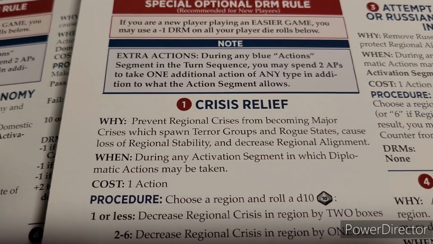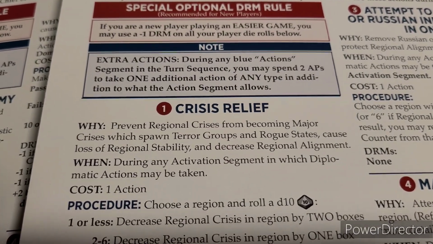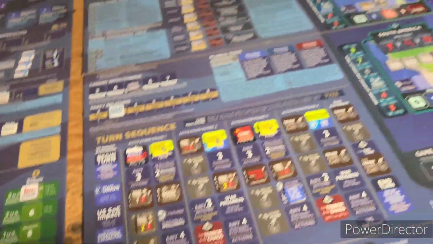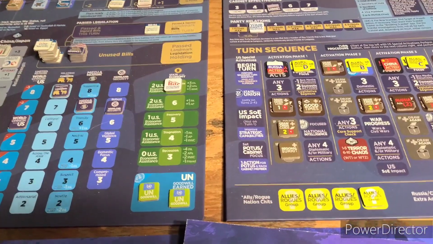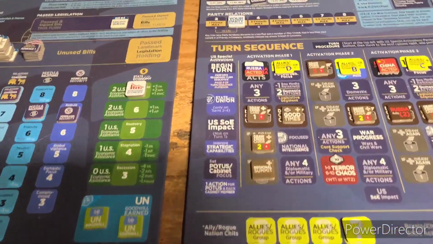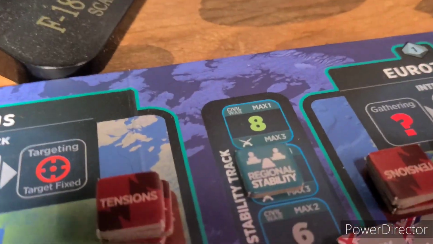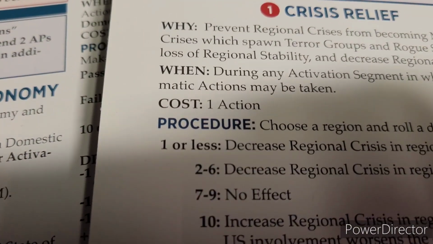All right, I was going to try and take automatically 2 tensions off of NATO again, but we need to get that crisis level down in the Eurozone. So we're going here. The diplomatic rating of my Secretary of State is, what do we got here? It's got to be a 1. So that'll be a -1. -1 if my stability is 6 or higher in the Eurozone. Oh, we're loving life there. Can we just improve that too? So we get that too. So there's a -2.